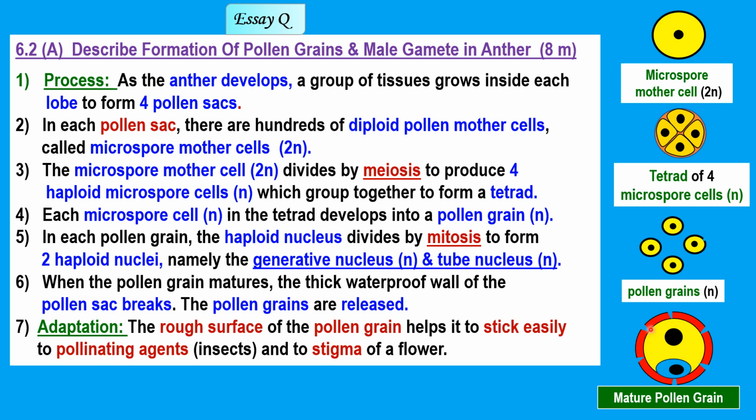The rough surface of the pollen grain helps it to stick easily to pollinating agents, such as insects. Okay, for example, the surface here is rough and may be spiky, so that it's able to stick easily to pollinating agents such as insects and to the stigma of a flower. This is for flowers where the pollinating agents are animals and insects. But for wind pollinated pollen grains, they are usually light, they have smooth surface, and they are small in size so that they are easily carried by the wind to other flowers.